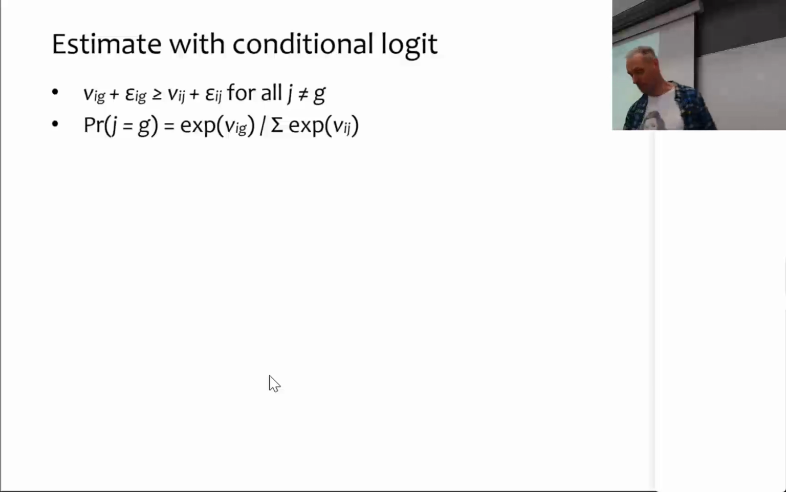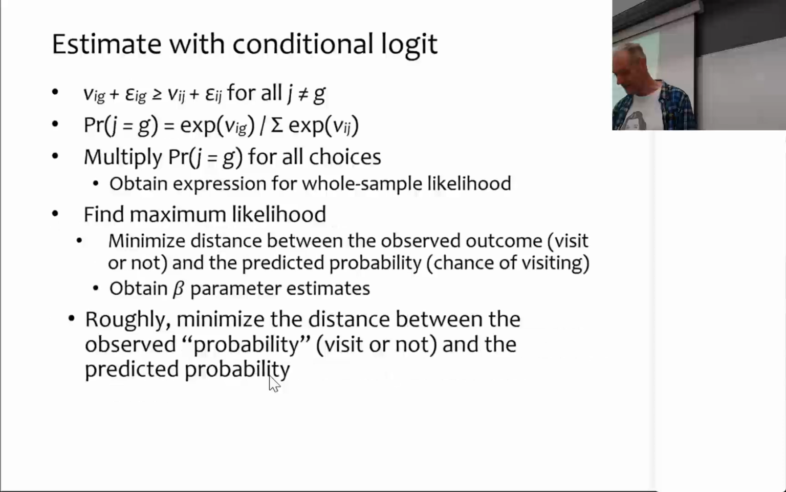So that is essentially what you do in maximum likelihood. It's a bit more fancy than that, but basically that's what you do, right? You minimize the distance between the predicted probability, which lies somewhere between 0 and 1, and the observed realization, which is either 0 or 1, right? Clear?